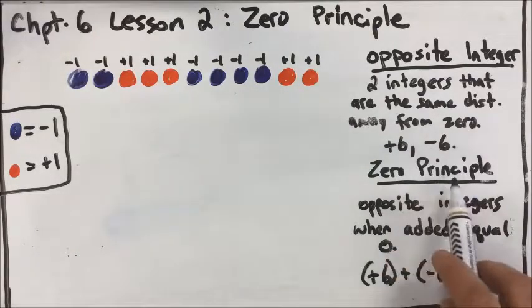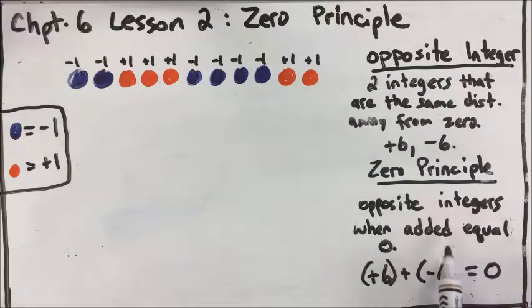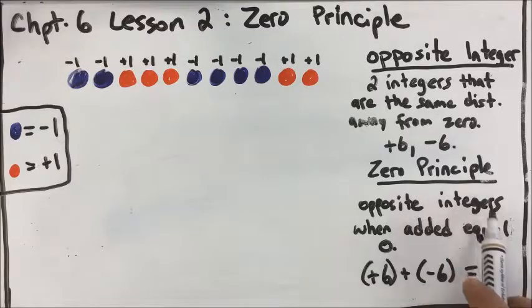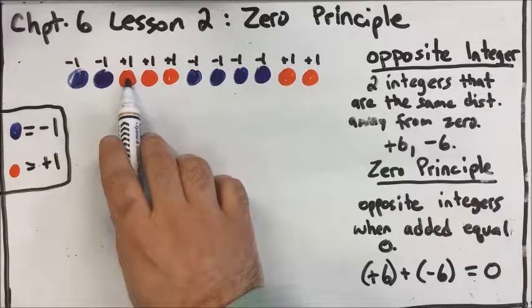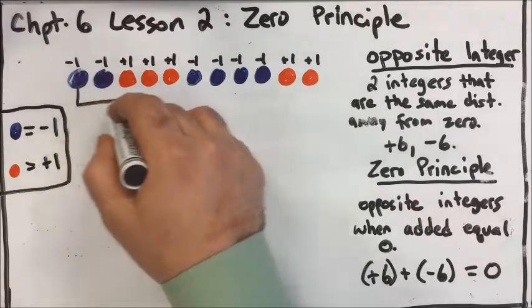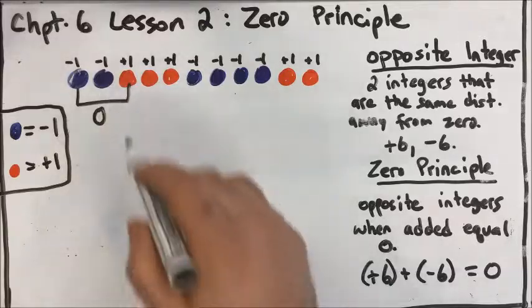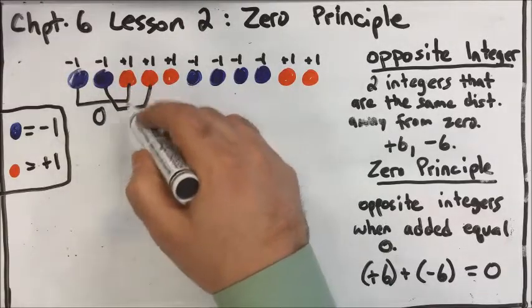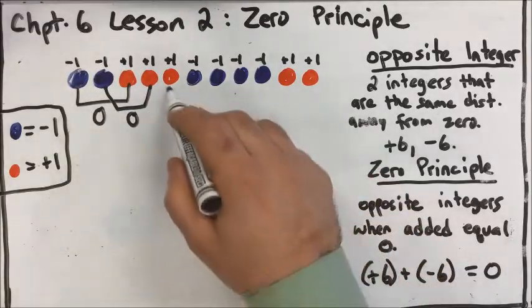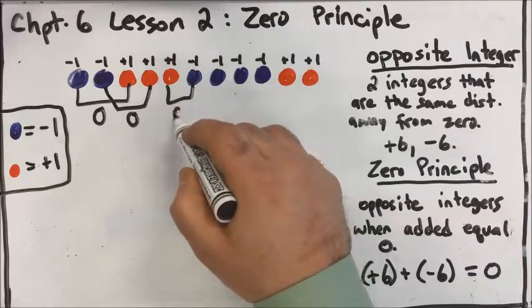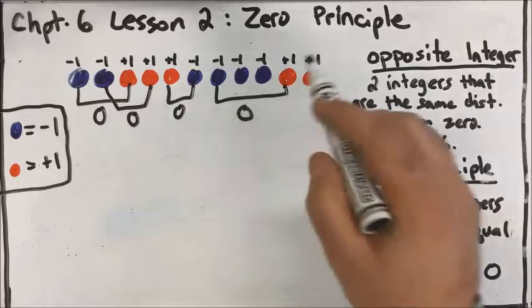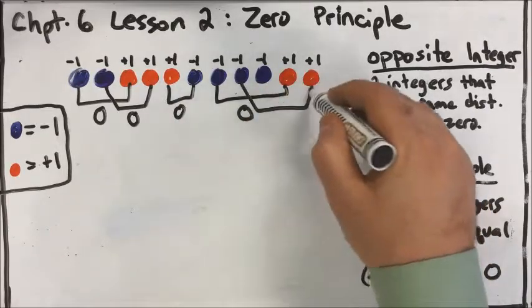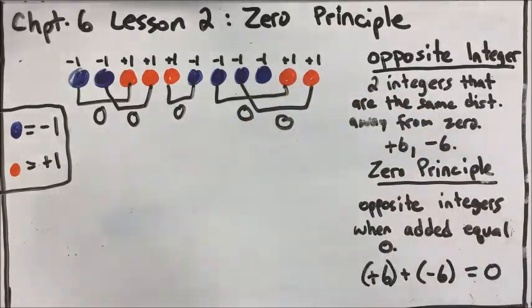Now, if we know that the zero principle says that any opposite integers would equal 0, that means that we can take a negative 1 and a positive 1, and we know that will equal 0. We can take a negative 1 and a positive 1, and that will equal 0. A positive 1 and a negative 1, that will equal 0. A negative 1 and a positive 1, that will equal 0. And a negative 1 and a positive 1, and that will equal 0.